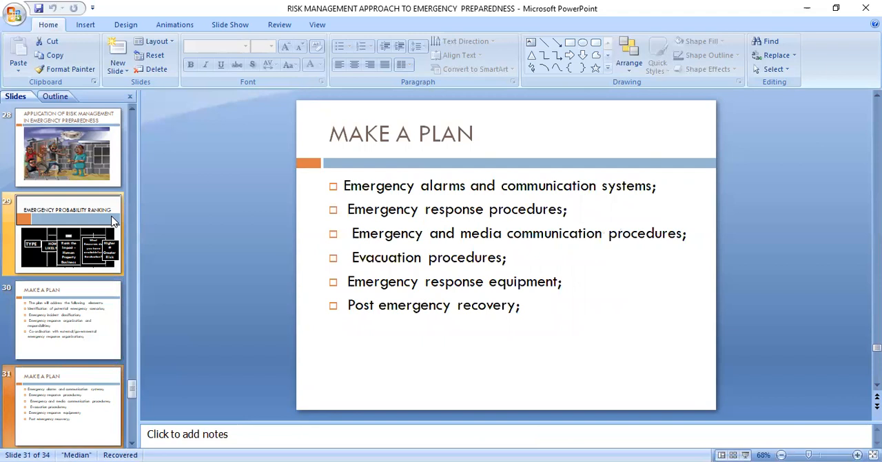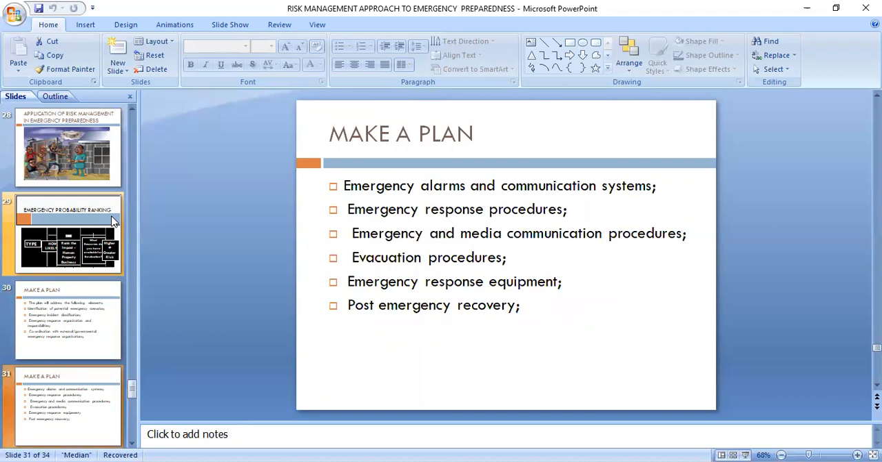So we need to have emergency alarms and communication systems. How do we communicate? Is it via email? Is it via phone? Is it via public address system? Is it on radio, social media? So we need to have a proven system. Then emergency response procedures should be very detailed, documented, and tested.